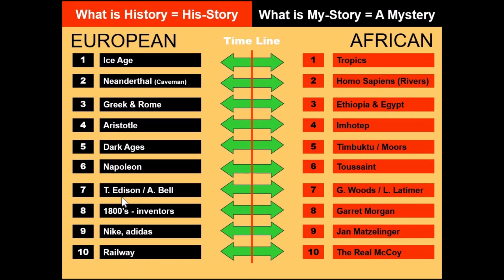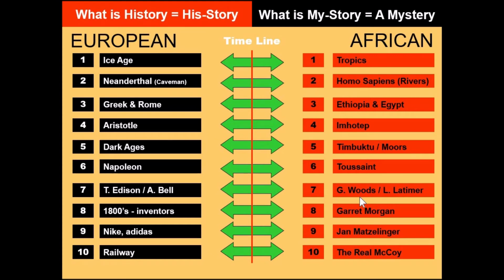I know that Thomas Edison and Alexander Bell are renowned for their inventions, the light bulb and the telephone. But what's untold or not common knowledge is the geniuses Granville Woods and Latimer. Without these two Americans, African Americans, these two inventions would never have occurred.